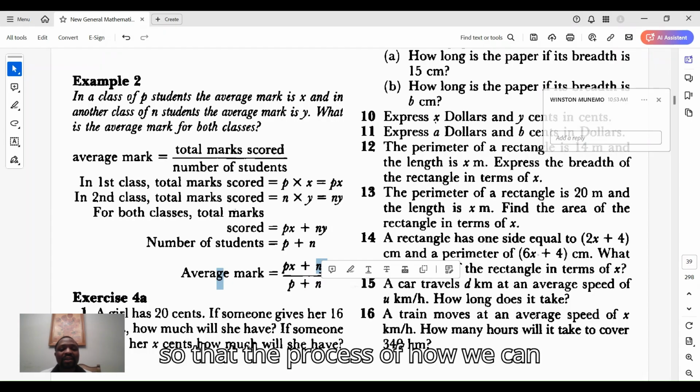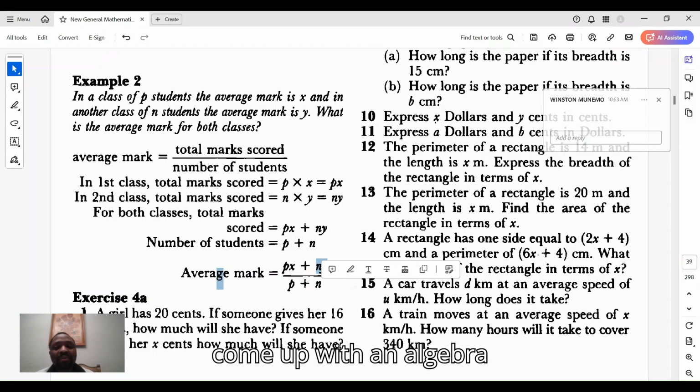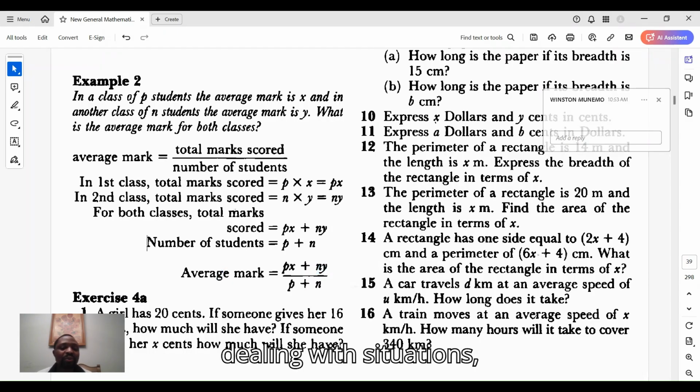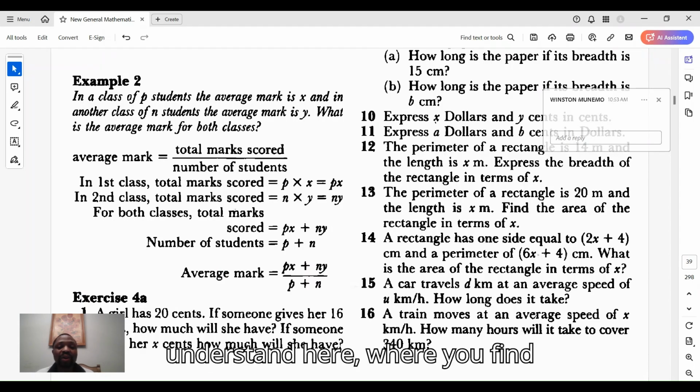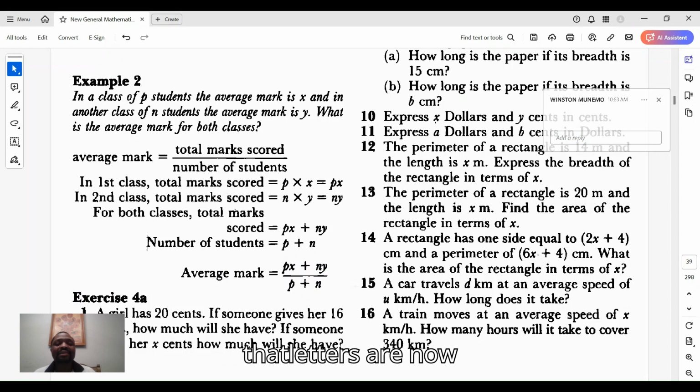So that's the process of how we can come up with an algebra expression when we are dealing with situations. We may have letters representing numbers. That is the major concept that we are trying to understand here, where letters are now representing numbers. And that is the process of algebra.